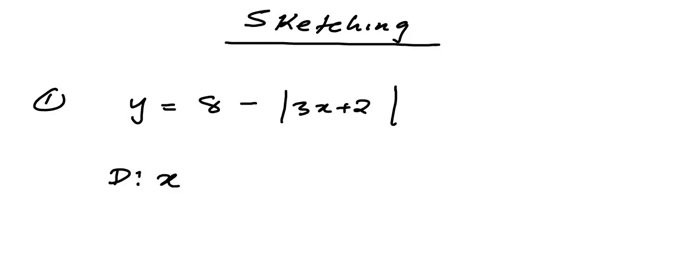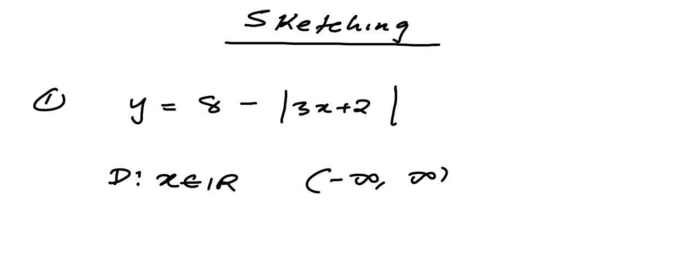So the first example is y is equal to 8 minus |3x plus 2|. Before we even start, we can refresh our memory on what we did earlier about getting the domain and the range. According to what we said, the domain for your modulus function in the general case is always all real numbers, from negative infinity to positive infinity. You can put anything here, it's still going to be defined.